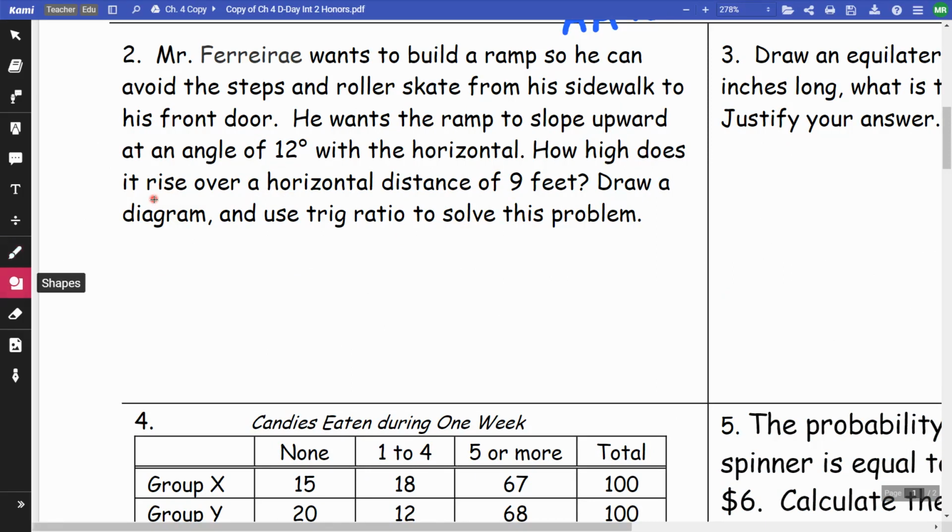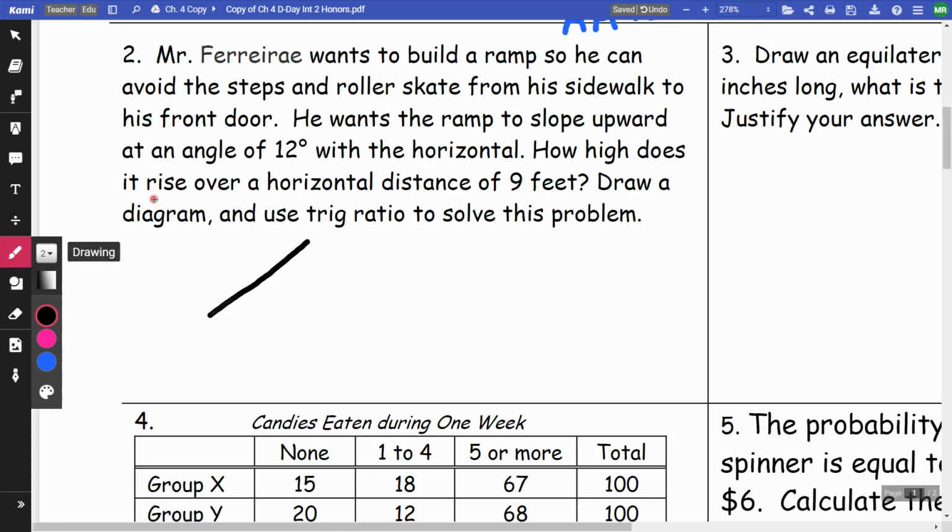So I'm going to have a triangle here, basically. This is going to be 12 degrees. And how high does it rise over a horizontal distance of 9? So they really want this height, I'll just call it Y.